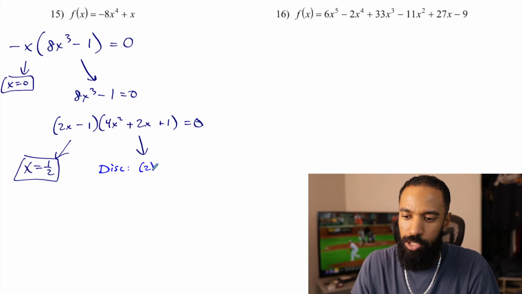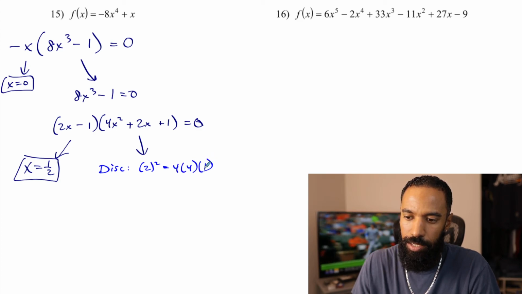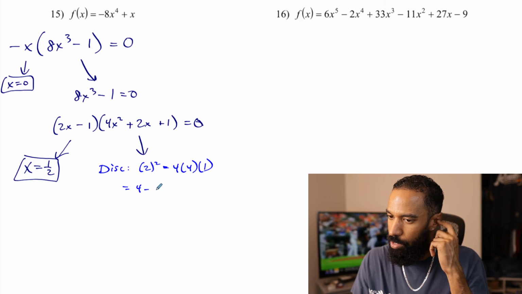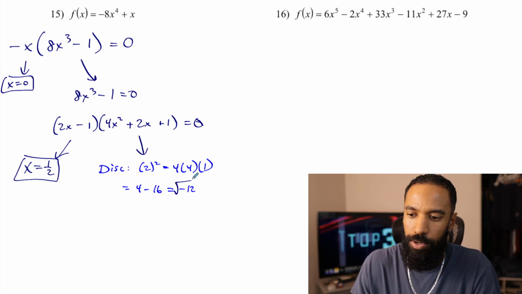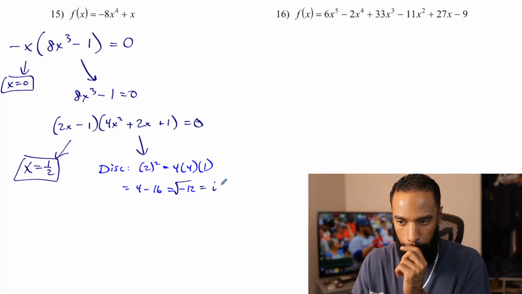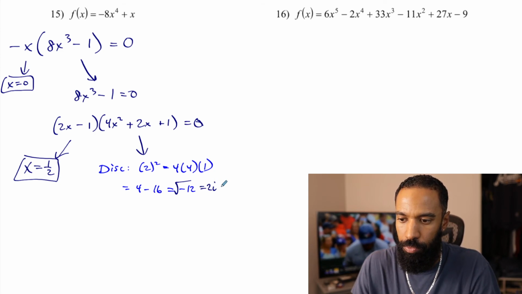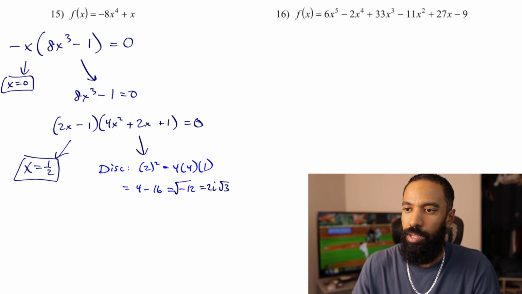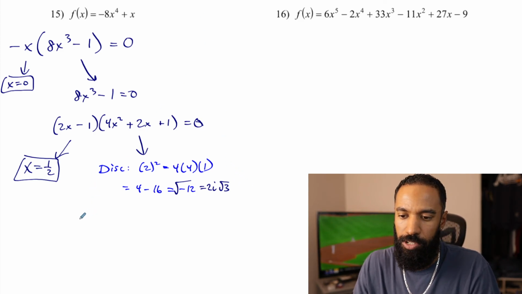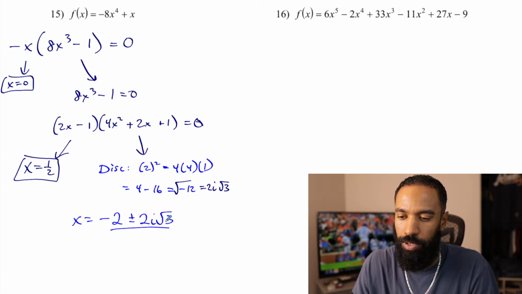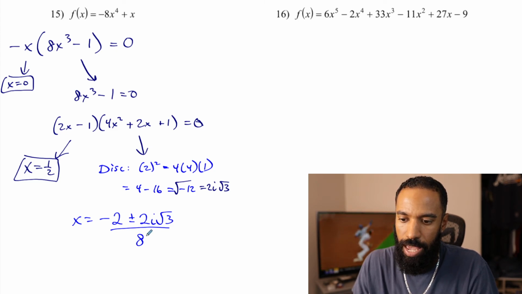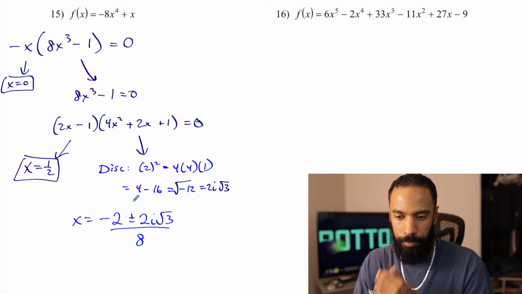So we're going to go b squared minus 4ac, which is 4 minus 16, which is negative 12. When I take the square root of the negative 12 there, that's i times root 4 times root 3, so 2i root 3. So that's going to be part of the plus or minus portion there. So we're going to get x equals negative b plus or minus the square root of b squared minus 4ac all over 2a. 2 times 4 is 8.